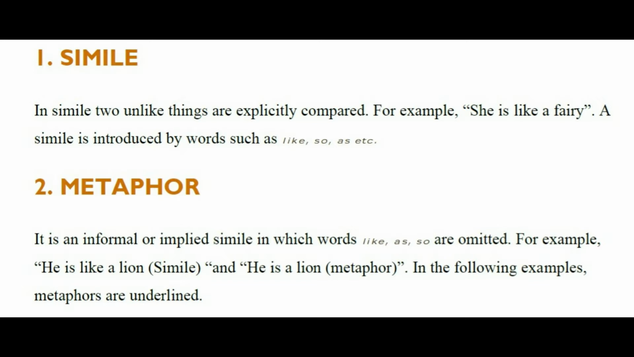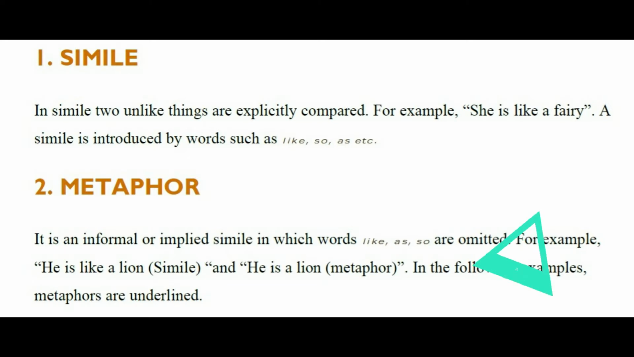Then we have metaphor. It is an implied simile in which words like, as, so are omitted. For example, he is like a lion. This particular sentence is a simile. But if you want to change it into a metaphor, it will be, he is a lion. In the following examples, metaphors are underlined.